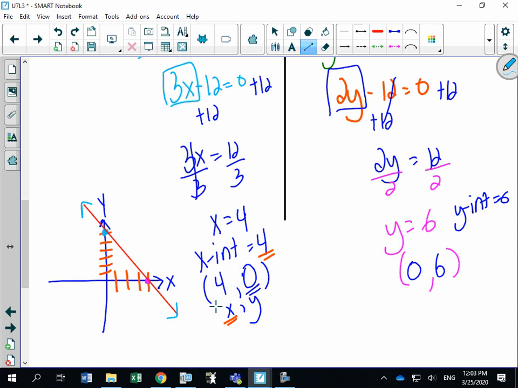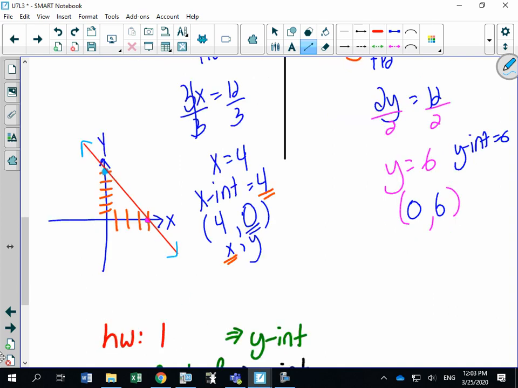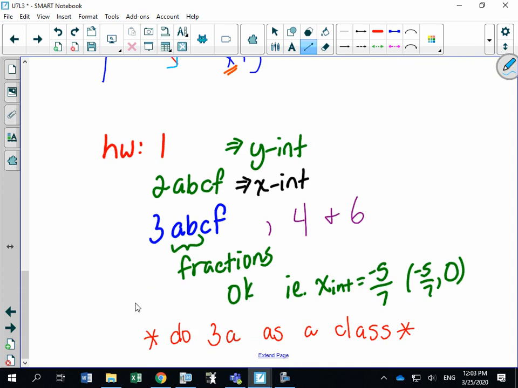Okay, I'm going to give you this, you guys, is this idea of calculating x and y intercepts. Very important to be able to do and to be able to understand. Okay, what do I have here? A lot. Okay, homework. So number 1, circle. 2, A, B, C, and F. 3, A, B, C, F, and I say fractions are okay. Do number 3 as a class. So let's just look at the homework really quickly. 1, 2, and 3.